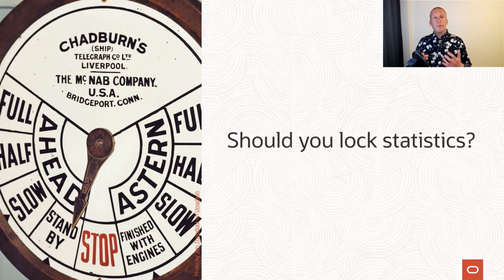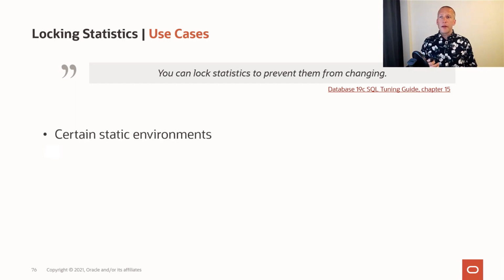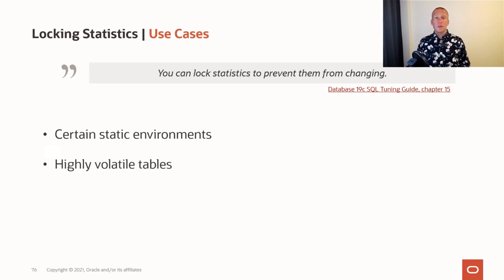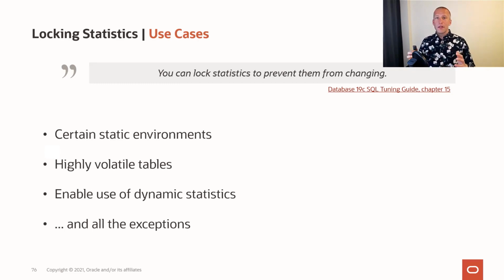Okay, so we talked a lot about ensuring that the statistics are as we want them to be. So you might ask, should I lock them? Well, you can lock statistics to prevent them from changing. This can be a good thing in certain static environments or if you have highly volatile tables. It could also be that you want the database to use dynamic statistics. And I know that this is kind of a religious topic, so some of you might have a very good idea of when to use locking of statistics.